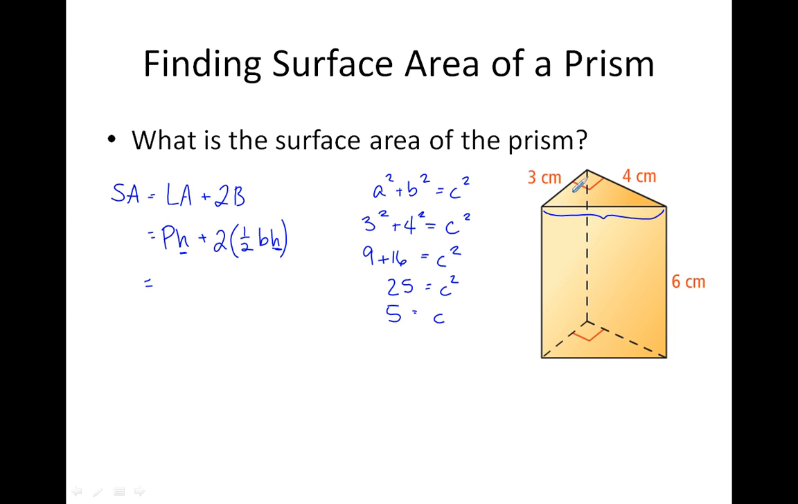So perimeter is going to be 3 plus 4 plus 5, so we get 12, times the height of the figure, which is 6, plus 2 times 1/2 times the base of my triangle, which I'm going to consider the 3 to be the base, times the height of my triangle, which I'm going to consider to be 4, but it really doesn't matter. So 12 times 6, we get 72. And we're going to add to that 2 times 1/2 is 1, times 3 is 3, times 4 is 12. So we get 84. Now we're finding surface area, so our units are still squared, so we have centimeters squared.